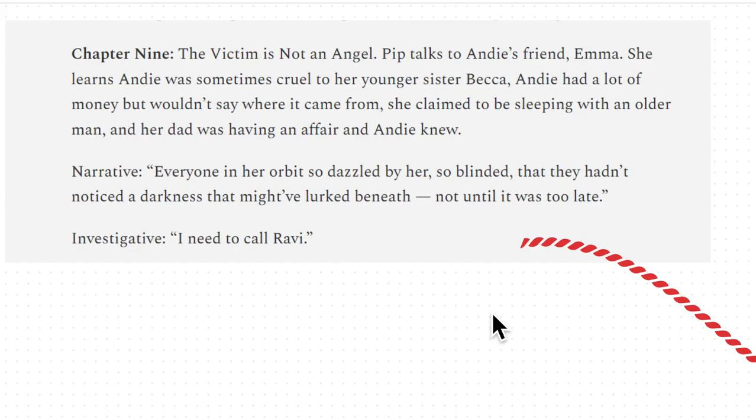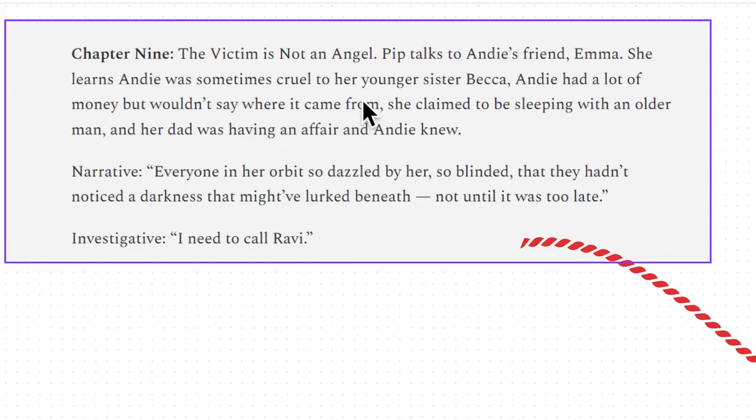Investigative is, I need to call Ravi. So what's really interesting to me is that all 4 possible motivations, all of the strongest suspects, are discovered in this conversation. So Andy is cruel to Becca. Again, spoilers, leave now or forever hold your peace. Becca was also a killer in this scenario.